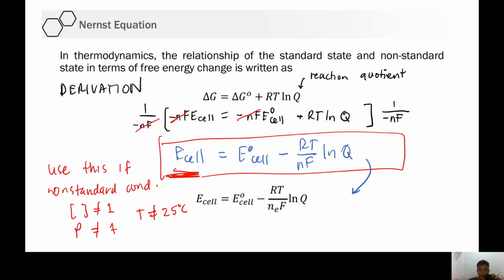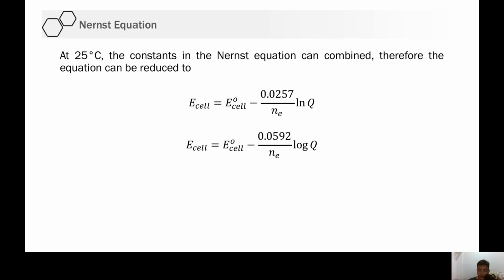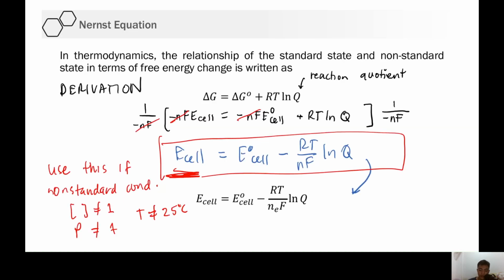So now let's answer some basic problems. By the way, remember that we have constants here: the R, the T, and the F. We can actually combine them. Remember that R is 8.314, T is 298.15, and F is 96485. We can combine this as 8.314 times 298.15 divided by 96485.